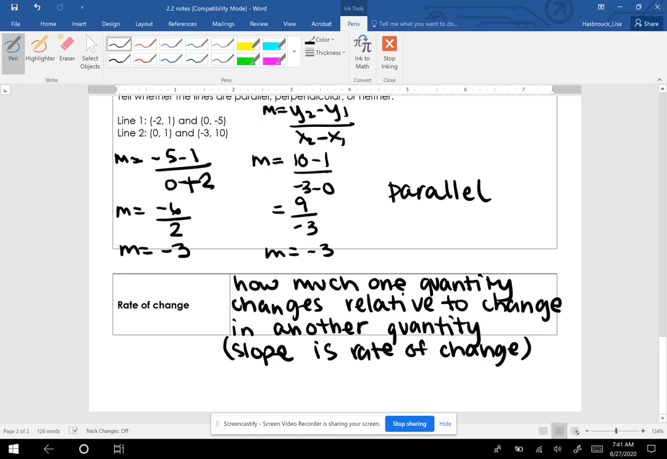Okay? So if they're asking for rate of change, it's the same as, or very similar to, asking for slope. And that's it for notes today.